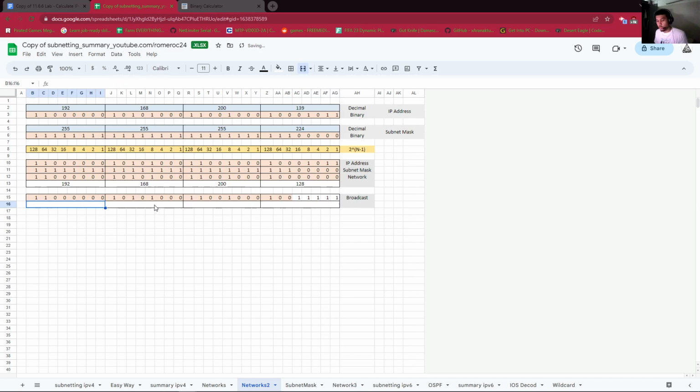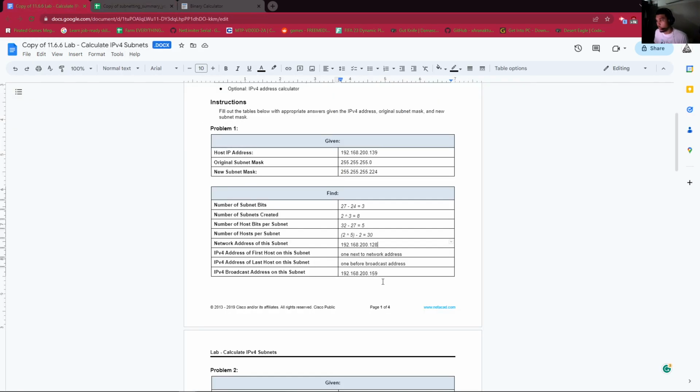Then we just change them into decimal. So we got 192, 168, 200, and then 128 right here, so 128 plus 16, 8, 4, 2, and 1. So we got 159, right? So this is our broadcast address.